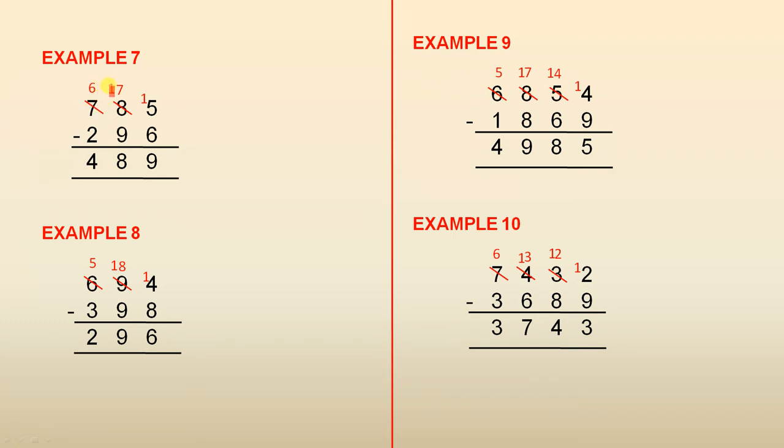So that here is 100 or 10 tens. Now we've got 17 tens. 17 take away 9 is 8. 6 take away 2 is 4, so it's 489.